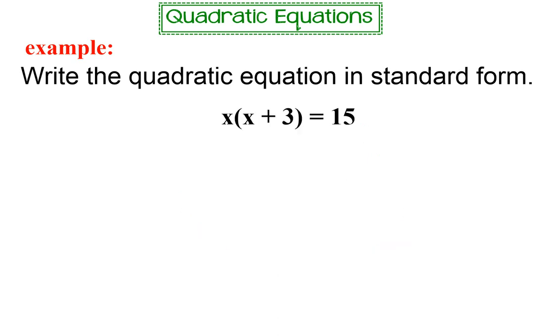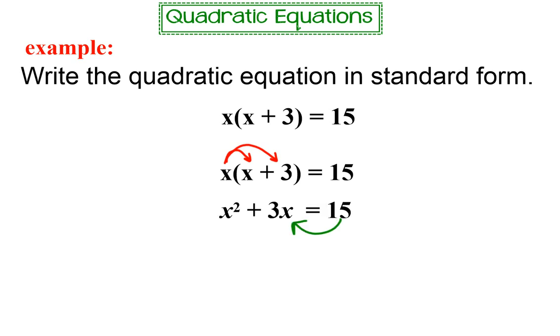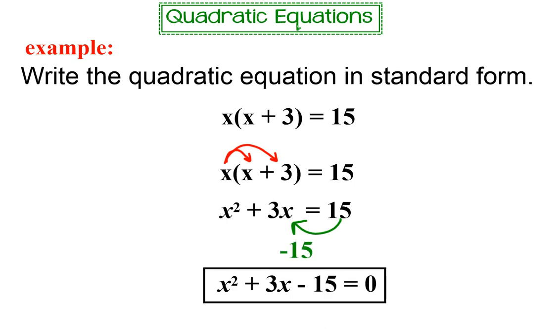All right, let's take a look at this last one here. Write the quadratic equation in standard form. Well, it wouldn't have any parentheses. So first I'm going to distribute this x, and then once I get my new terms, I'm going to move this 15 to make it equal to 0. And there's our final answer.